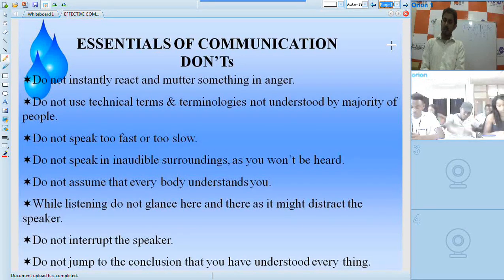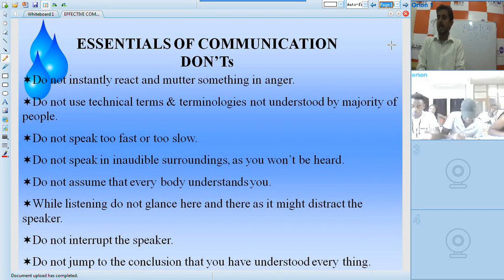These are the points we need not do while communicating with others. Do not instantly react or mutter something in anger while speakers are telling you something. If you have any doubt or queries, just let them finish. Then you raise your question and ask what you did not understand.